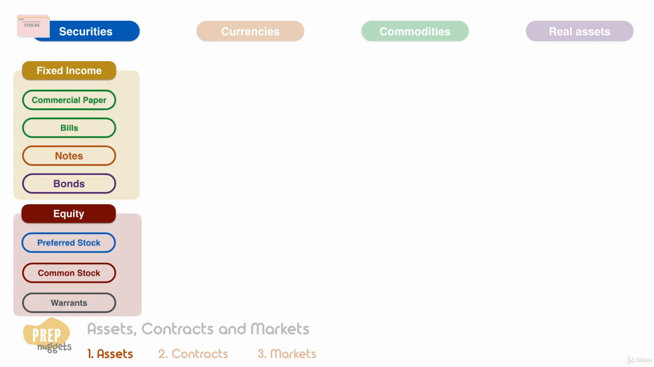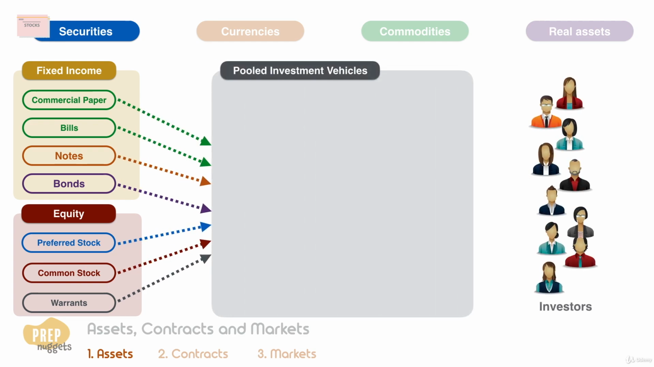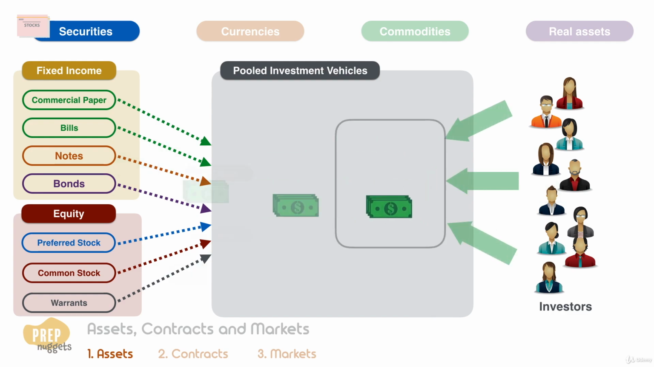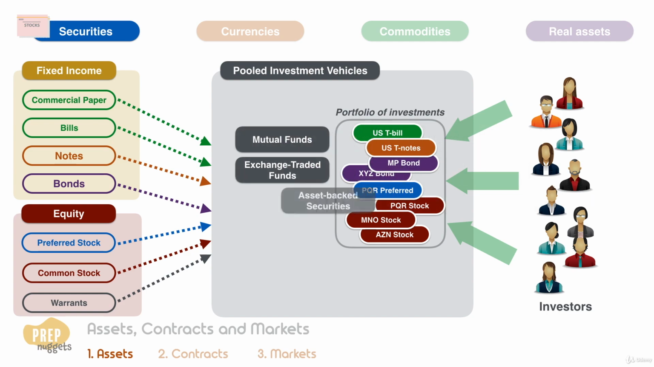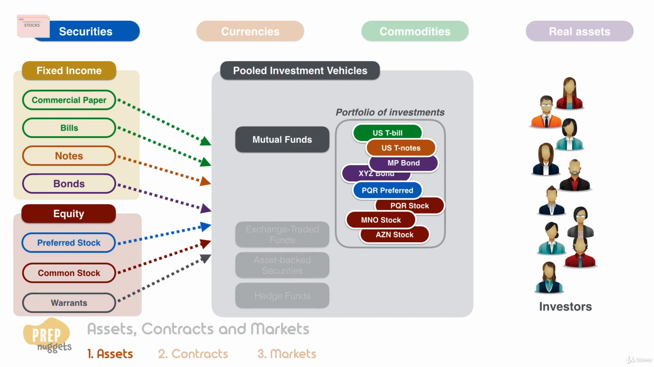Individual securities can be combined into pooled investment vehicles. The term refers to structures that combine the funds of many investors to build up a portfolio of investments. Such pooled investment vehicles can be mutual funds, exchange-traded funds, asset-backed securities, or hedge funds. The investor's ownership interests can be referred to as shares, units, depository receipts, or limited partnership interests. Mutual funds can be open-ended or closed-ended.